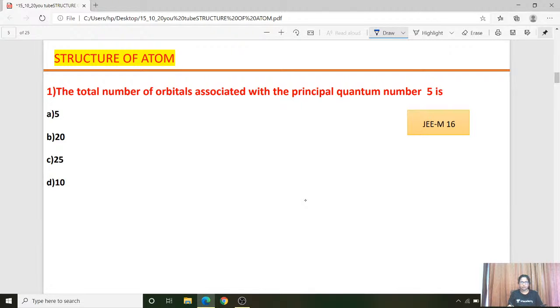Question number 1: the total number of orbitals associated with principal quantum number 5 is: option A, 5; option B, 20; option C, 25; and option D, 10. So how many orbitals are possible for principal quantum number 5? Students, do you have the answer? Okay, I can see some of you are giving the answer. That's really nice. Students, try to find out the answer.